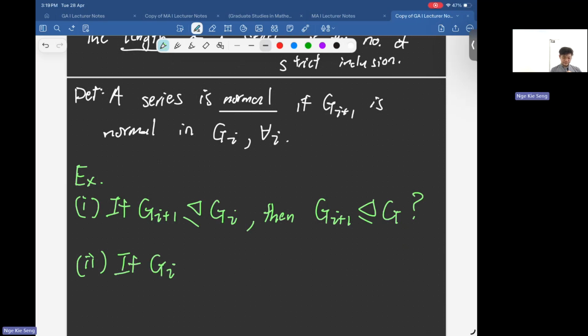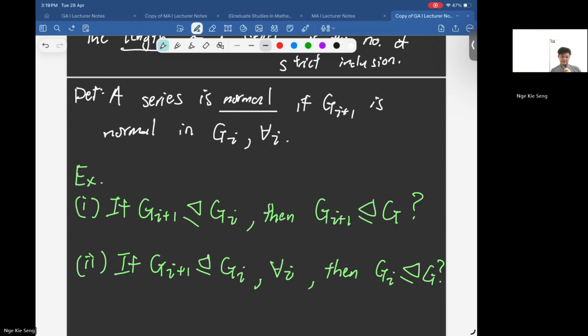Second is, if you know G_{i+1} is normal in G_i for all i, does this imply that G_i is normal in G? This one is for some i. I'll try to think about this too.